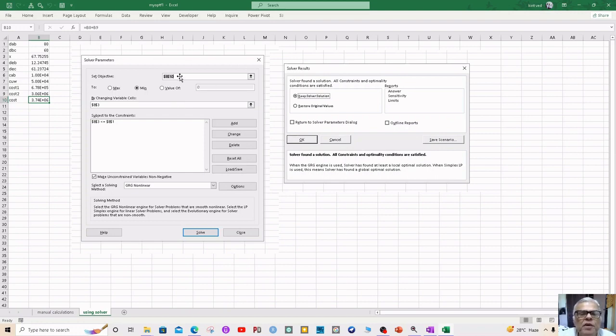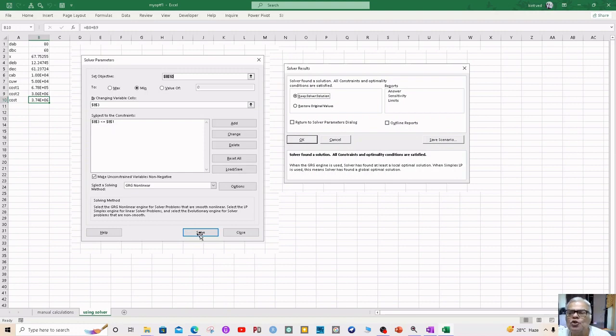My objective is to minimize B10, which is my total cost. I have set it to minimize because it is a cost. If it is a profit, I would have set it to maximize. By changing, what I can change, I have only one parameter, which is X. So it is mentioned here as B3. What are the constraints? My constraints are that X cannot be larger than the length of the river. Hence, it is mentioned here.